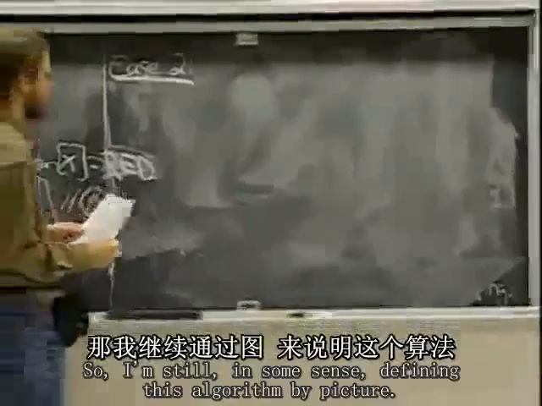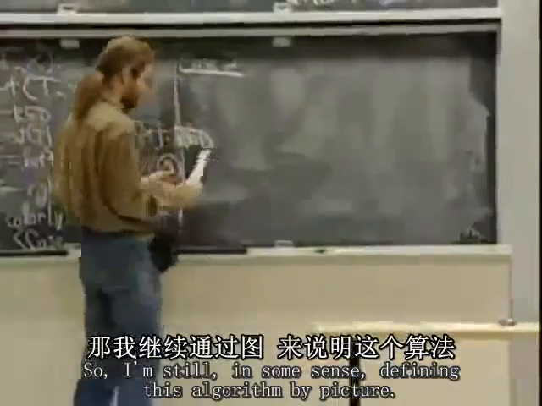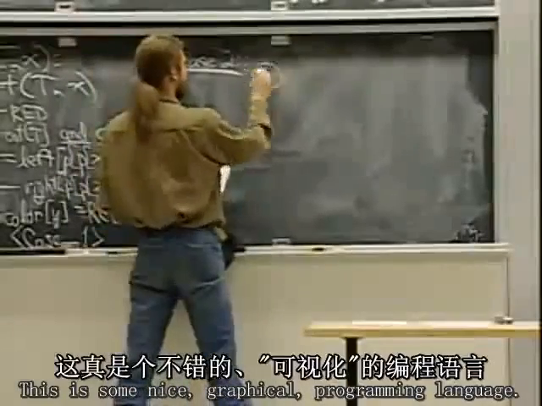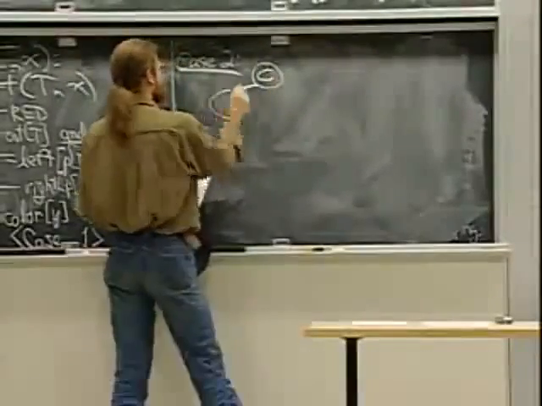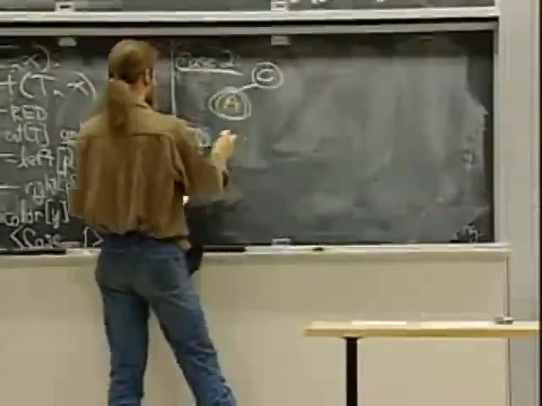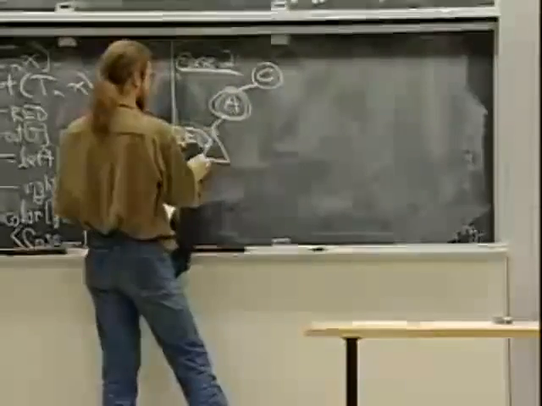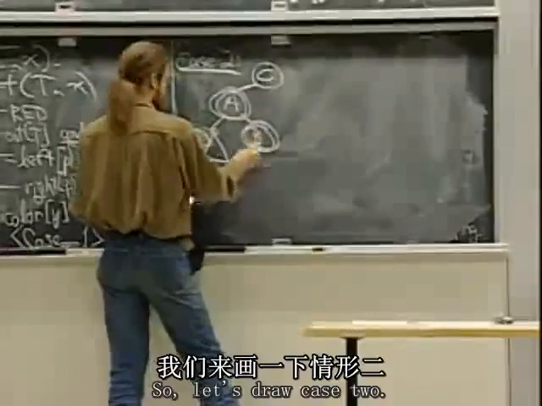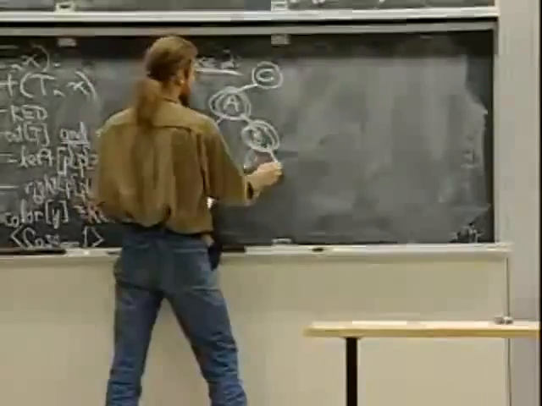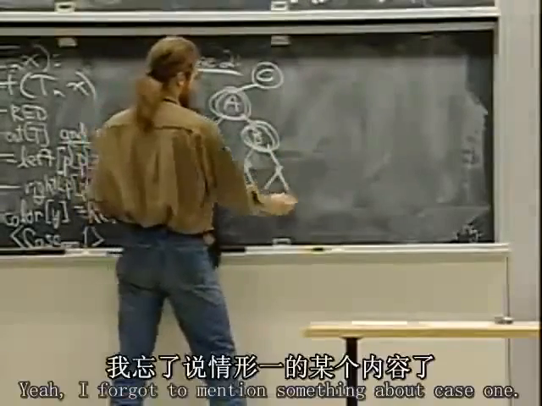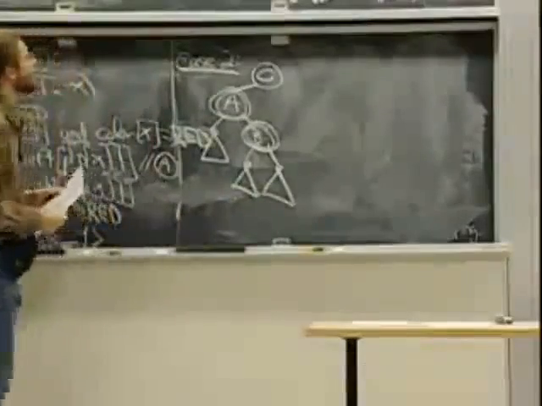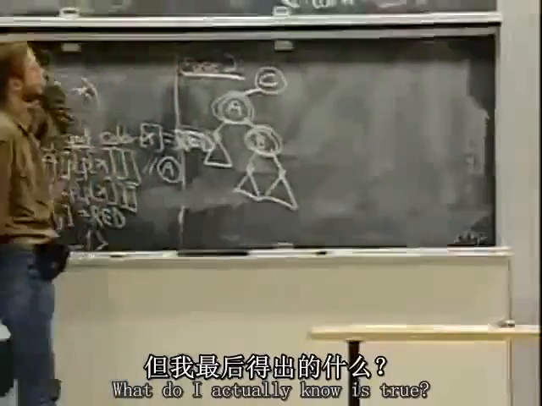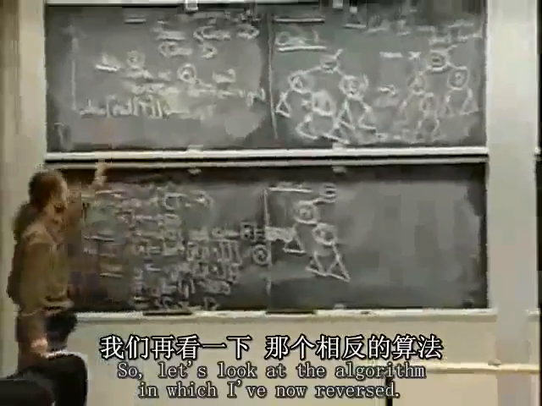So I'm still, in some sense, defining this algorithm by picture. This is some nice graphical programming language. So let's draw case 2. I forgot to mention something about case 1. So I drew some things here. What do I actually know is true? So let's look at the algorithm, which I've now reversed.